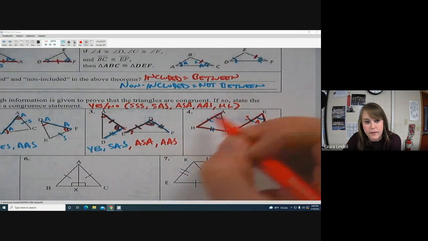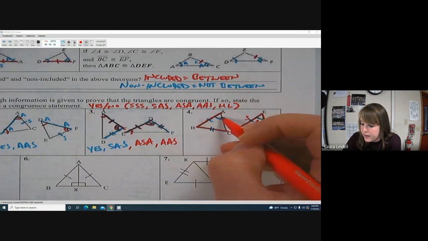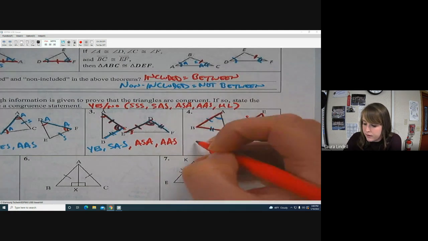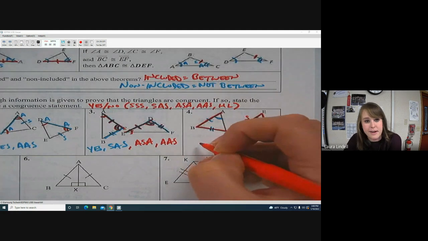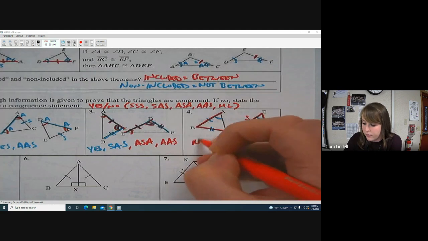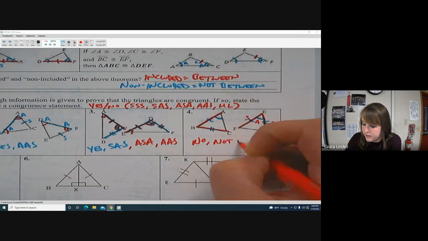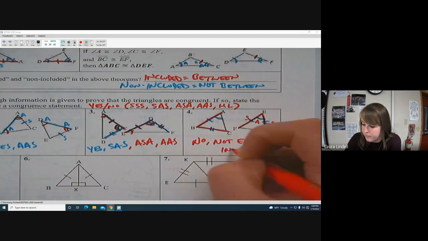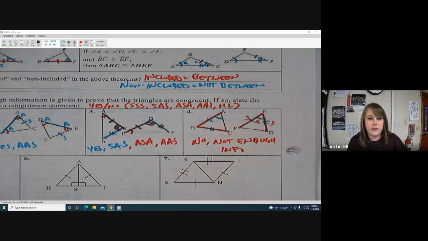But on this one, we have a problem. The angle right here is not in between my 2 sides. So this one is, there's actually not enough information to tell if they're congruent. So no, not enough info. Okay.